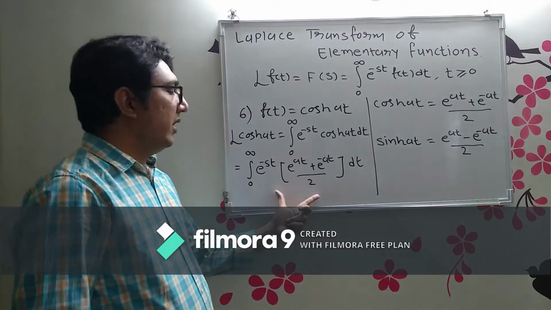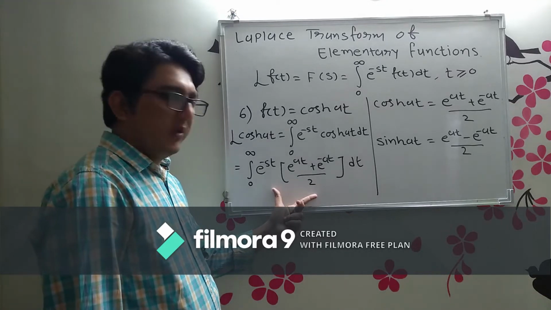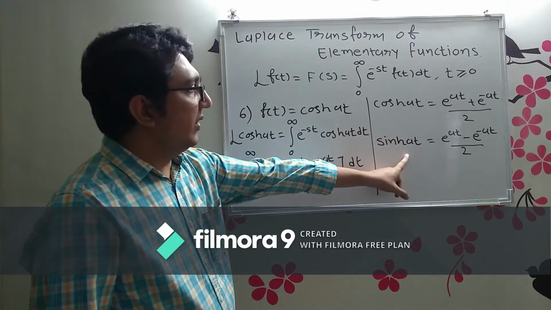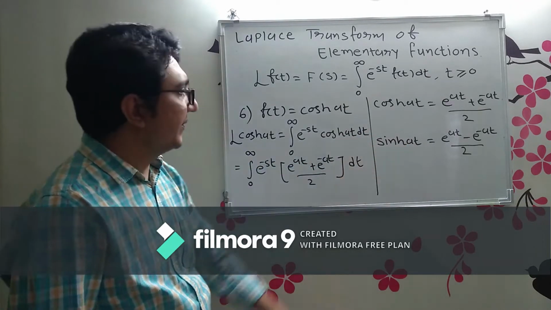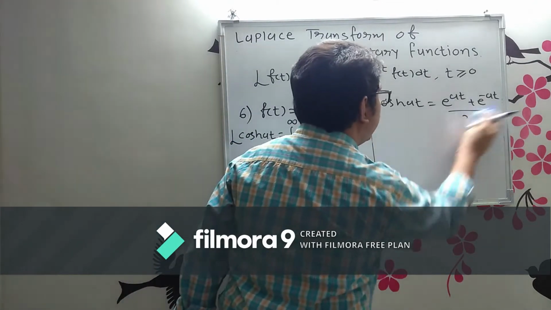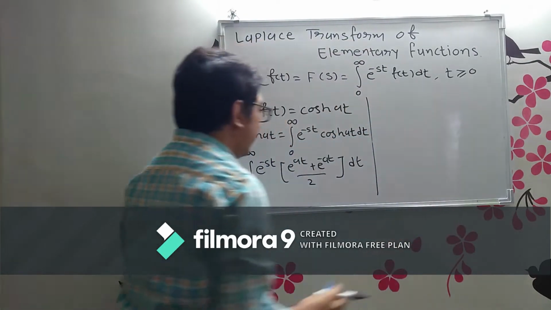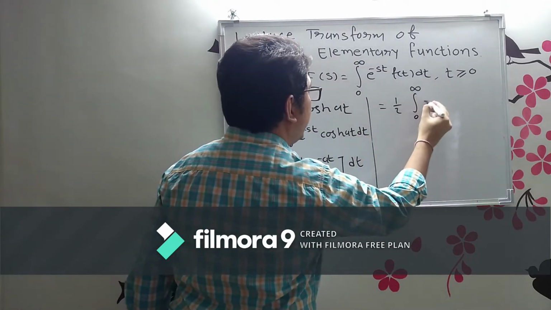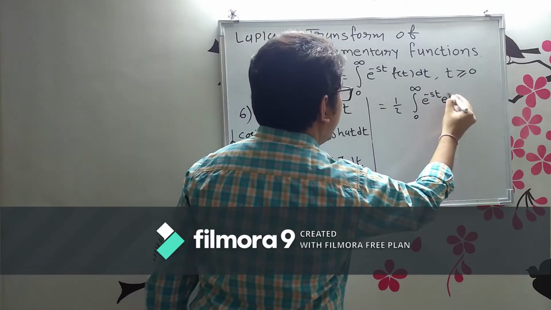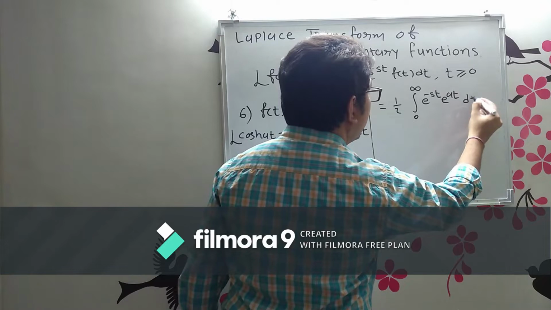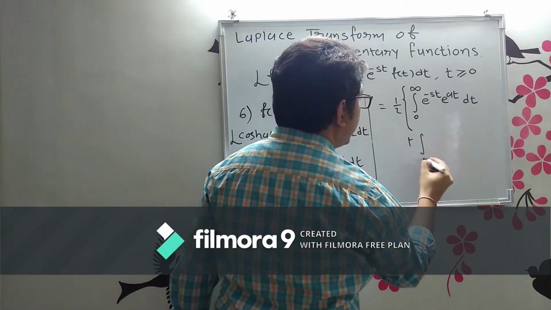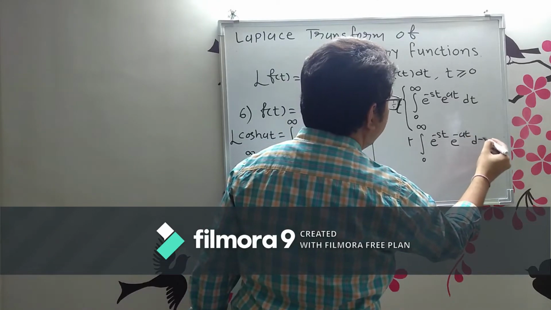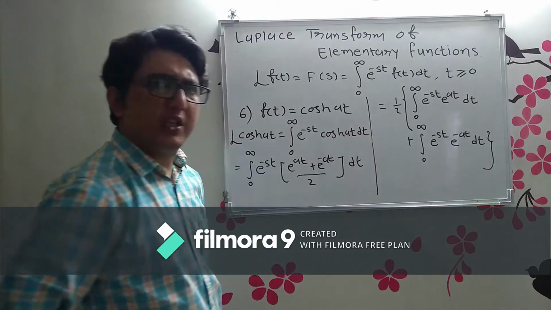We can apply the integration separately in this form, using the linearity property of integration. So first of all, note down this one. Write down separately: 1 by 2 integration 0 to infinity e raised to minus st e raised to at dt, plus integration 0 to infinity e raised to minus st e raised to minus at dt. Now you can do the separate integrations and you will get the answer.